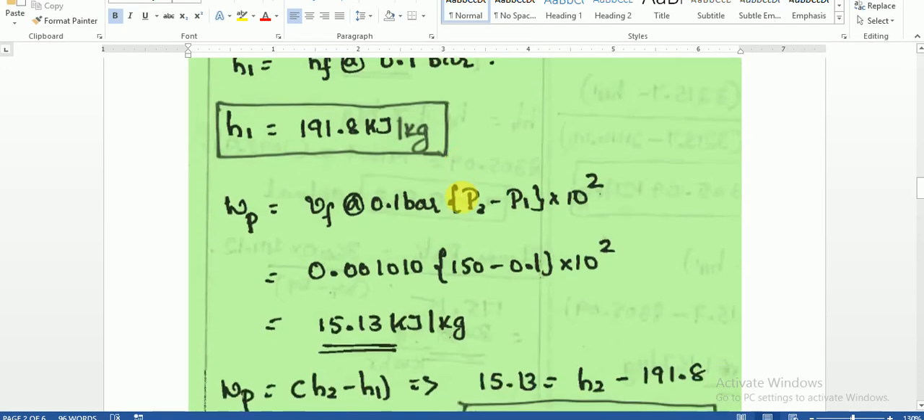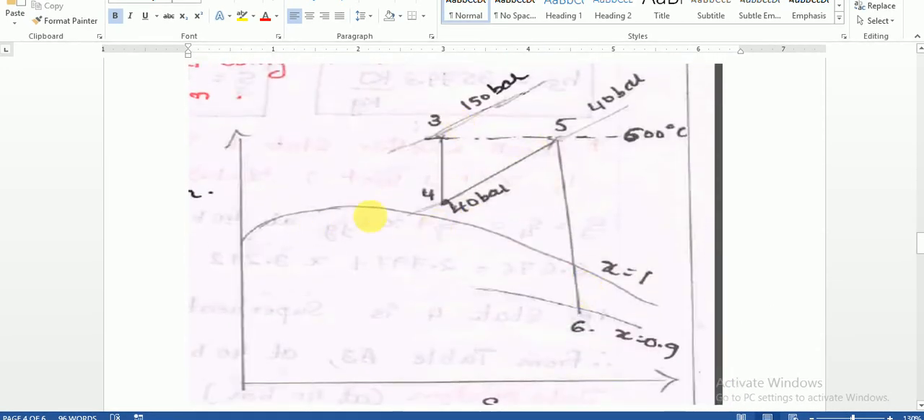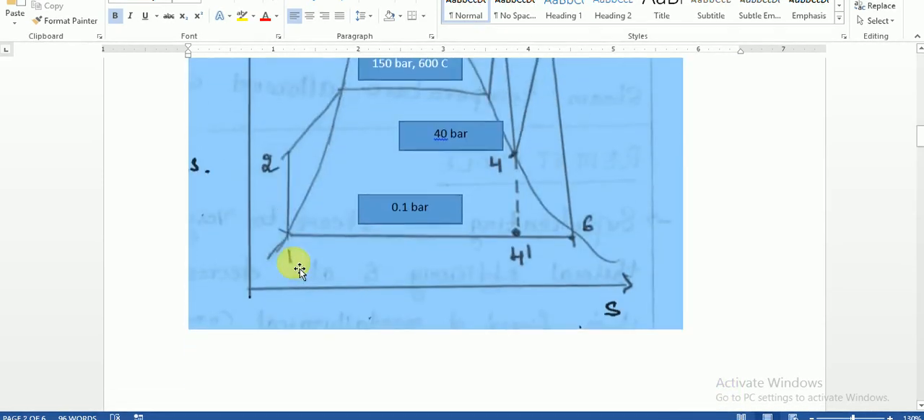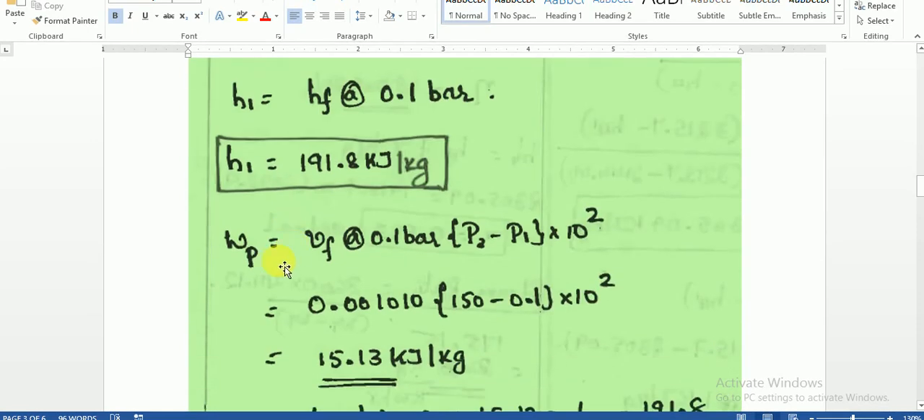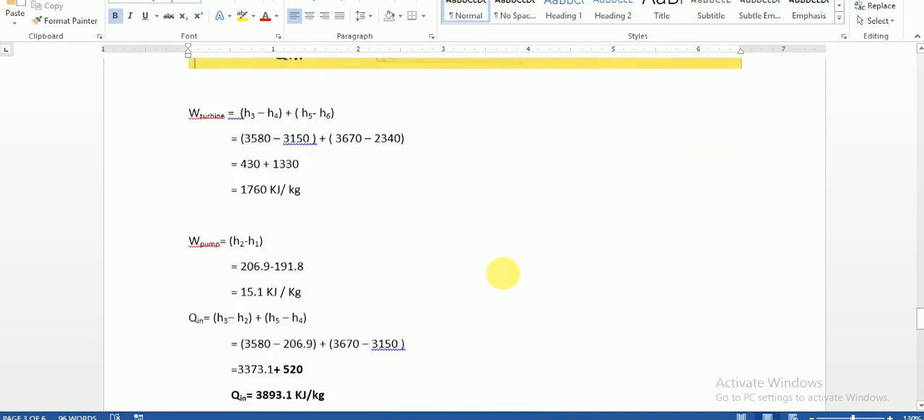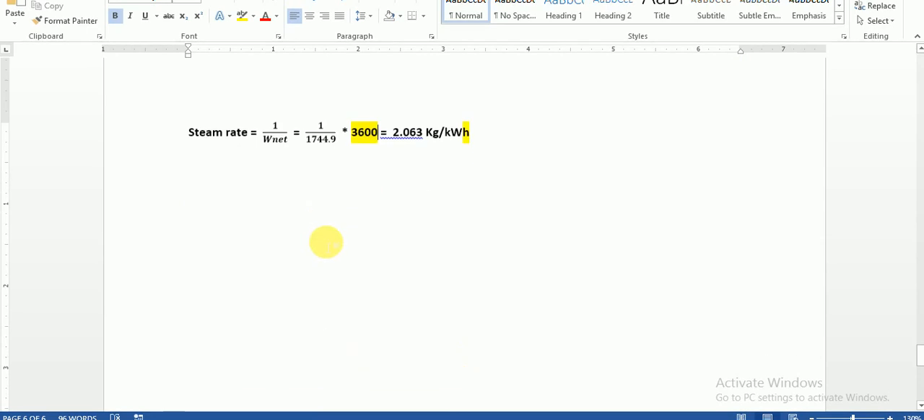Now use the Molière chart to calculate H3, H4, H5, H6. Then use the steam table to calculate H1. After noting down H1, use the formula for pump work, WP equals H2 minus H1, to calculate H2. After that, substitute the values in the formulas and you can get the results. It is a very simple problem.